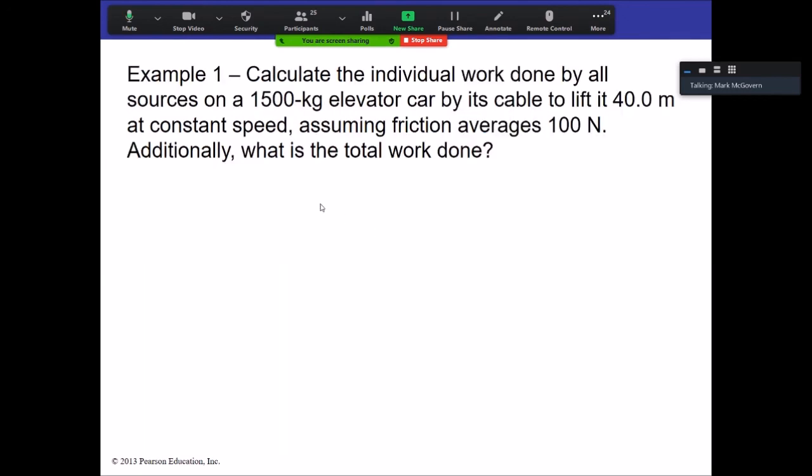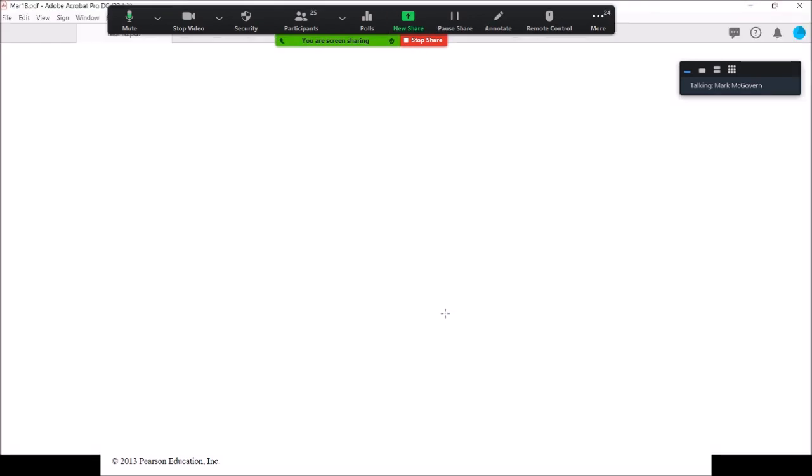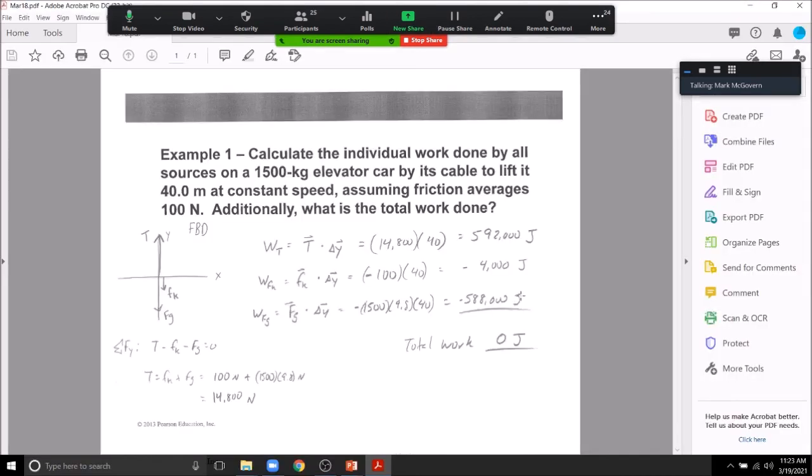All right, there is a problem that will wrap up this part of the lecture, so let's jump into that problem right now. What I want to do is calculate the individual work done by all of the forces on a 1,500 kilogram elevator car. A cable is lifting it 40 meters at a constant speed, and friction averages 100 newtons. The question asks, calculate the individual work done.